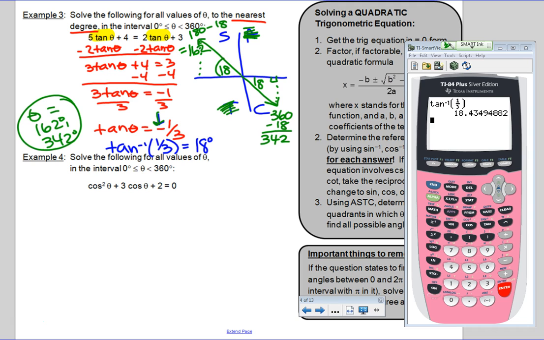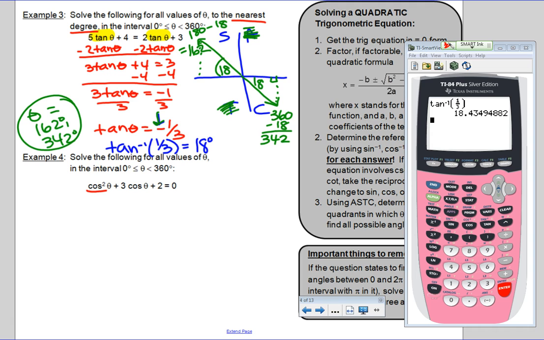All right, problem number 4. Solve the following for all values of theta in the interval 0 to 360. No rounding, so I probably should get nice answers. And if you notice this one, we have a cosine squared. That means that this is actually a quadratic equation, our old friend, the quadratic.